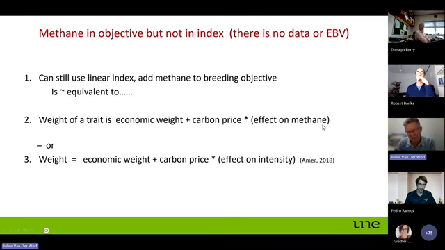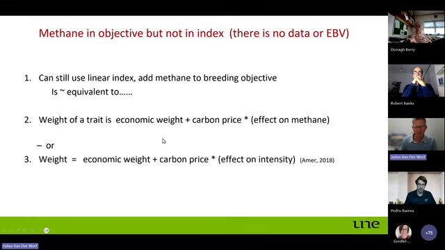So, for example, if milk yield has a certain economic value, but every liter of milk causes so much methane and so much carbon, you just multiply it by the carbon price, and so you reduce the economic weight for milk a bit because of its effect on carbon. And that's actually equivalent to putting carbon directly in the breeding objective and not correcting that economic value.